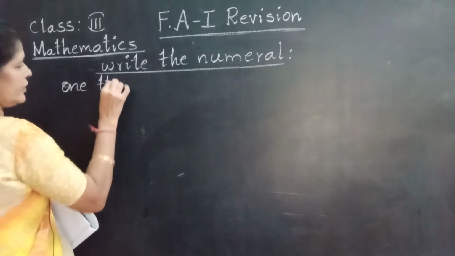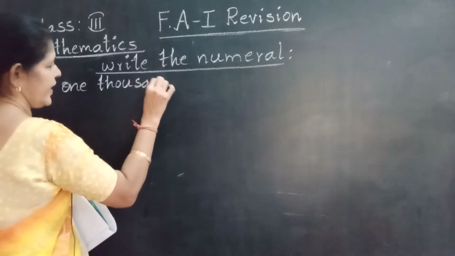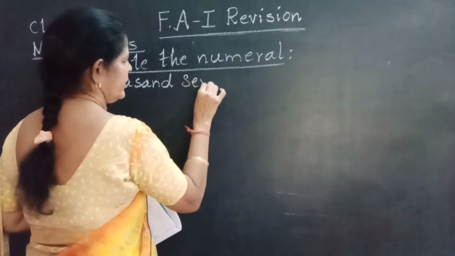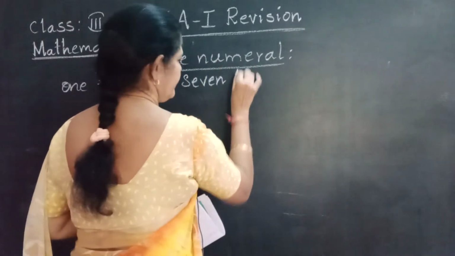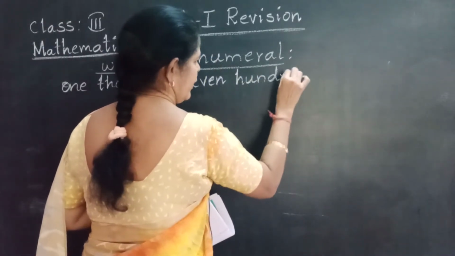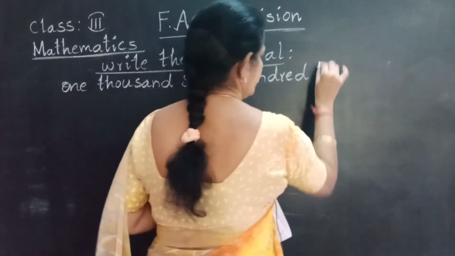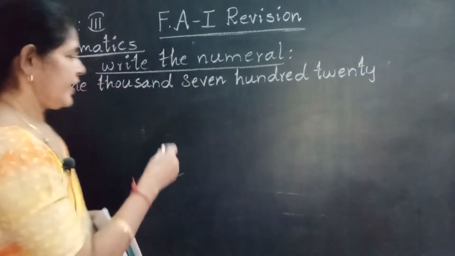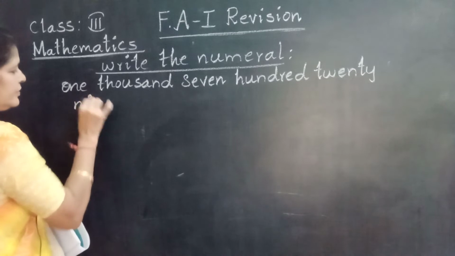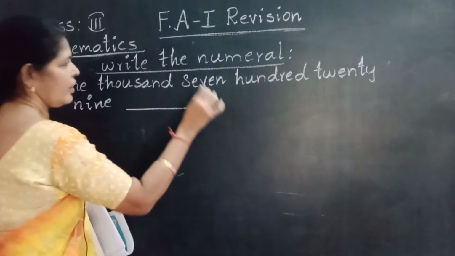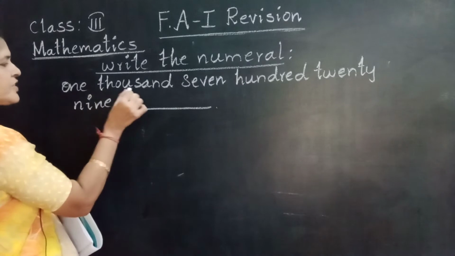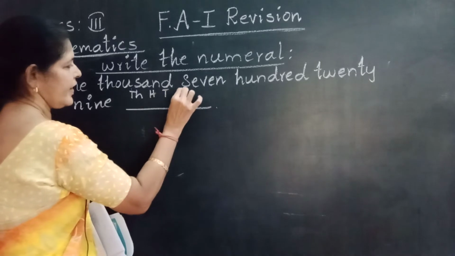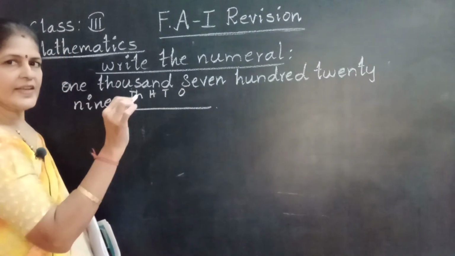One thousand. What is this word? Thousand, 1000. Seven hundred, 700. Twenty, 20. Nine, 9. This is the given number name. Now write the numeral. The number name starts with thousands. That means thousands, hundreds, tens, ones. Keep the places like this.